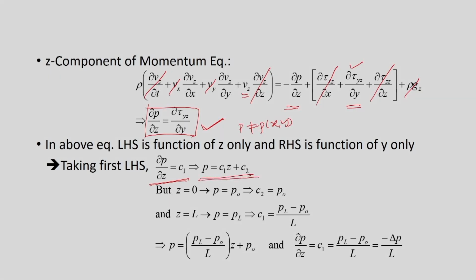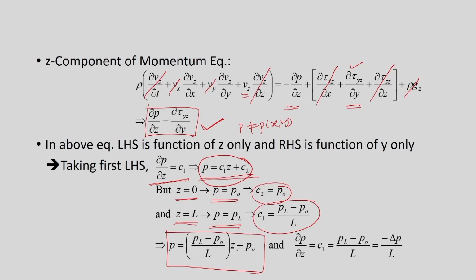Now, the two extremes of the plates are z equals 0 and z equals L. If the pressure at z equals 0 is P0, then you substitute this boundary condition here, and you get C2 equals P0. At the other extreme, z equals L, if P equals PL, then substituting this boundary condition, and in place of C2 substituting P0, you will get C1 as (PL minus P0) by L. If you substitute C1 and C2 in this equation, then you get P equals (PL minus P0) by L times z plus P0.